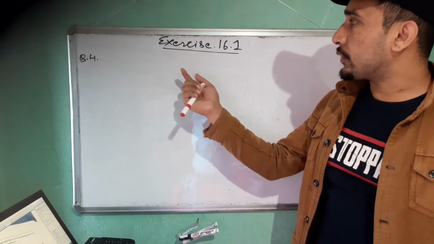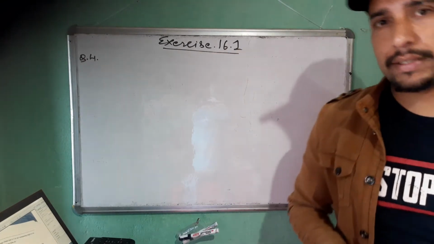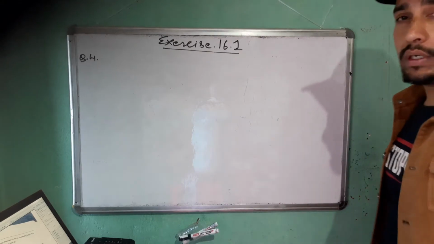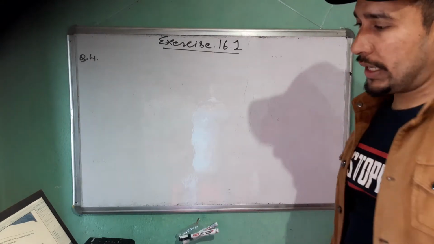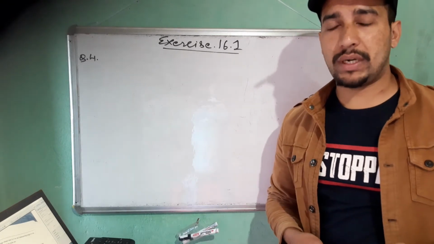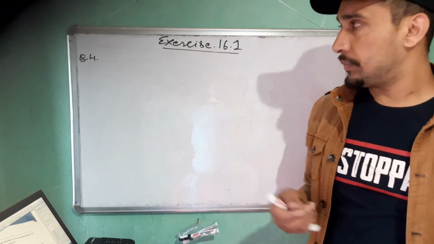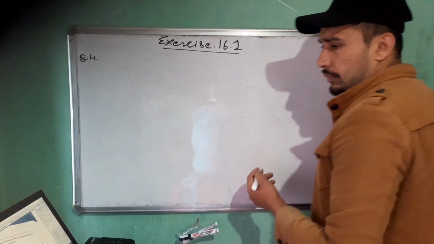In today's class, we will continue with exercise 16.1 from the section mensuration of your book. Questions number 1, 2 and 3 we have already done in the previous class. I have explained them through WhatsApp videos, and the necessary formulas I have given there. So let's see question number 4.